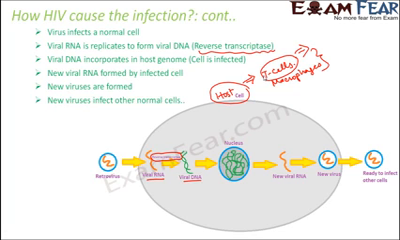So new viruses infect other normal cells, and that is how it spreads. So please understand this process, how HIV causes the infection, because this is very important. This actually explains why there is no cure for HIV, and why it is very important to take care of the precautions so that a person doesn't get infected with AIDS.